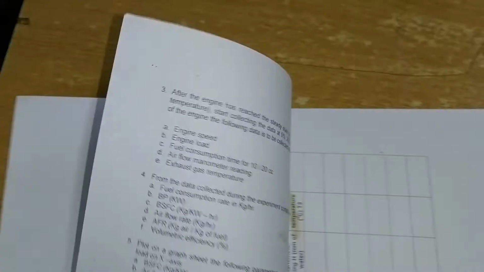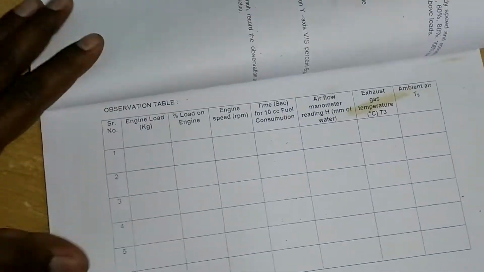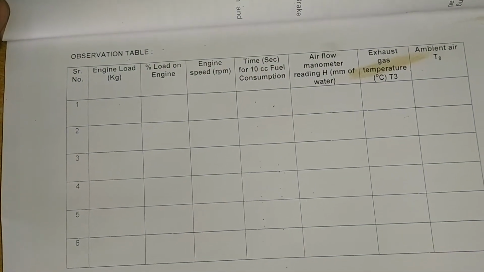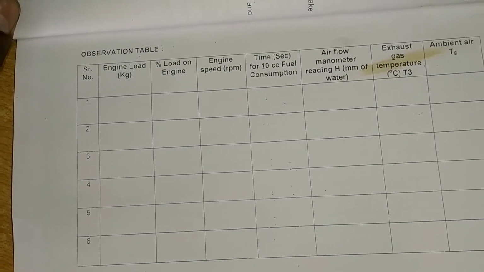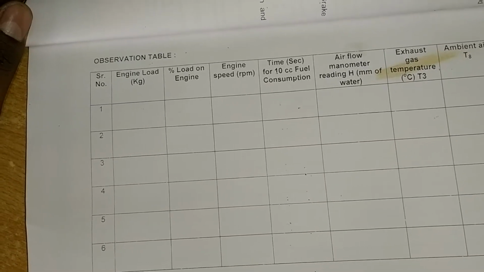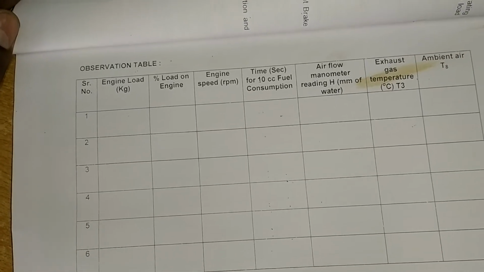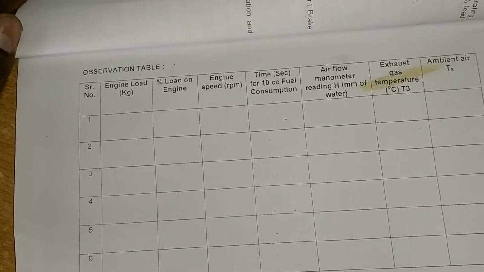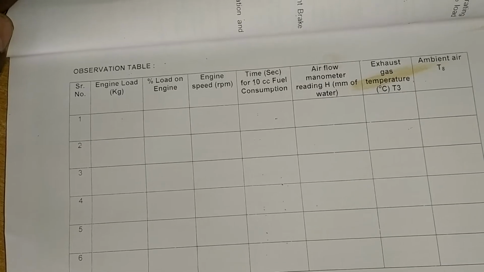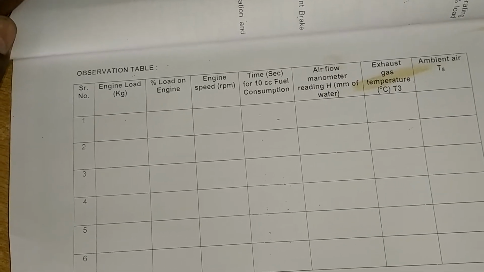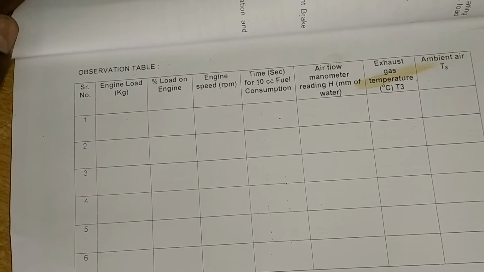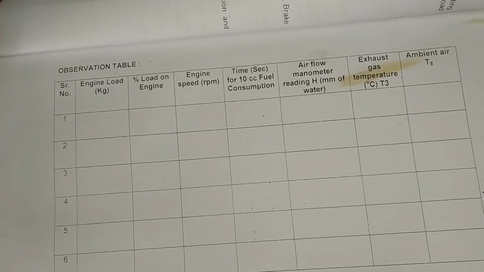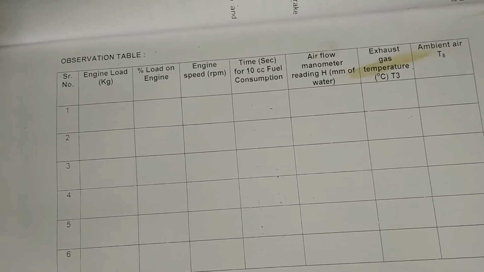Let us see the observation table. What are the readings which we have to record? So in this we have to record the engine load in kg, then percentage load on the engine we can calculate. Second is engine RPM. Third is the time for 10 cc fuel consumption, airflow manometer reading in mm of water, exhaust gas temperature T3, and ambient temperature T8. So these are the recordings which we have to take.